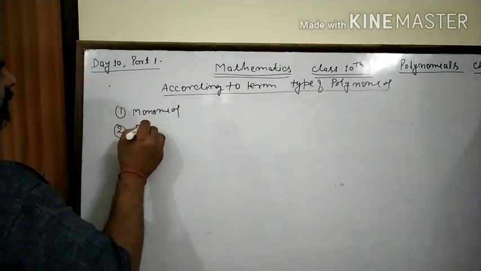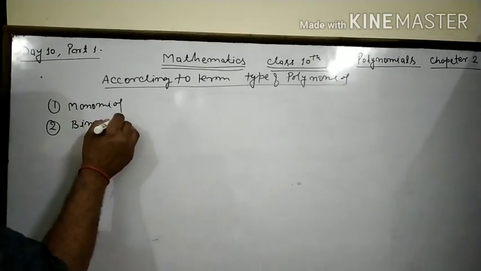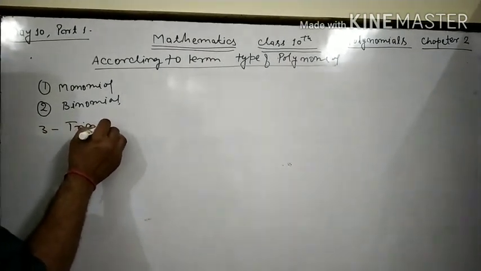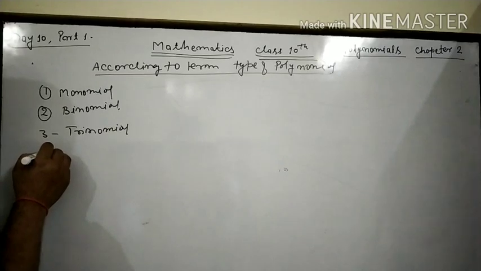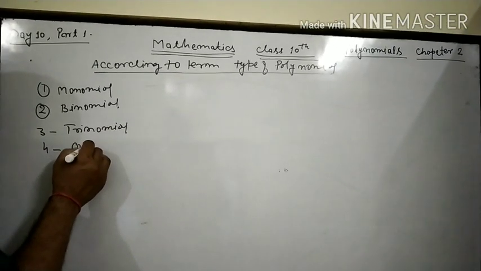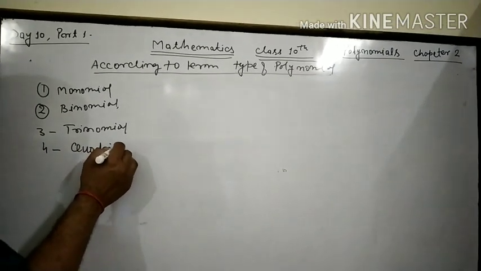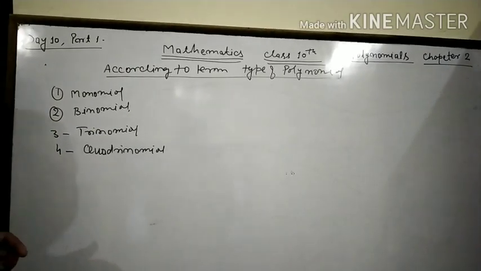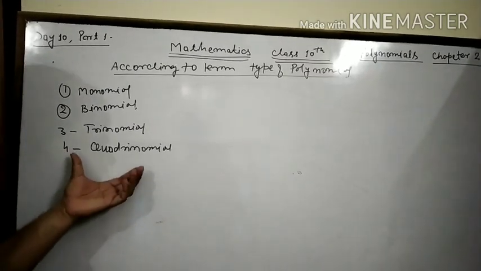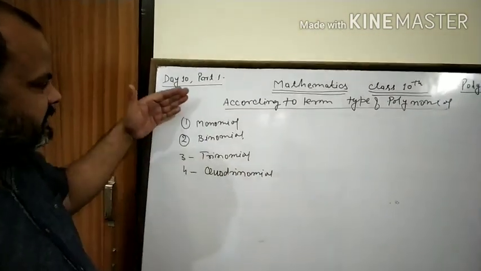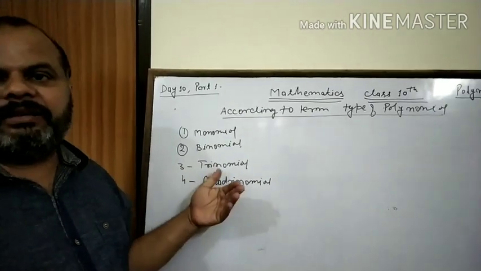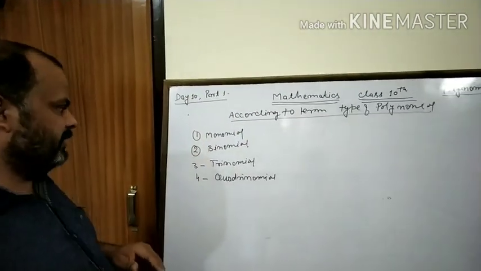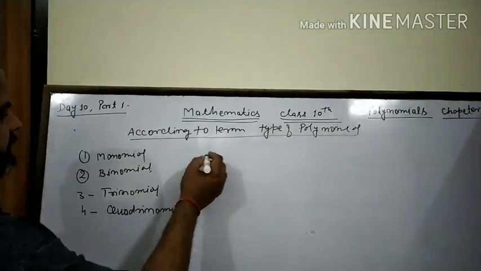second binomial, third one trinomial, fourth one quadrinomial, then after pentanomial, hexanomial, heptanomial, and so on. Except monomial, all are polynomials, meaning more than one term is called a polynomial. Then one by one we can discuss.